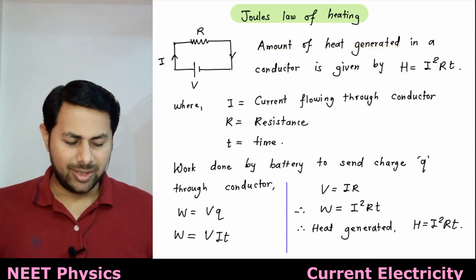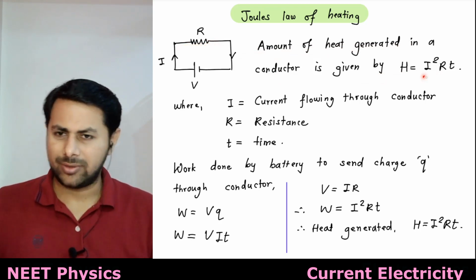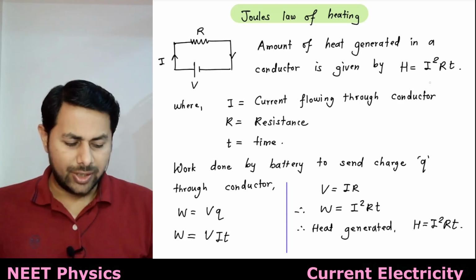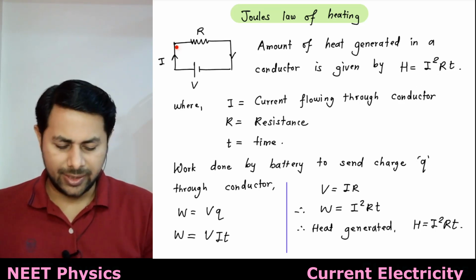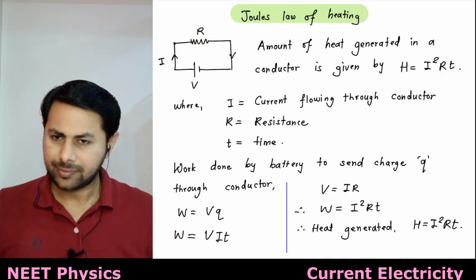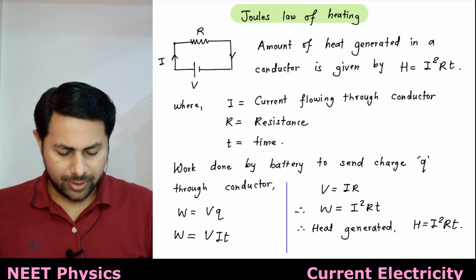Simple law. Suppose R is the resistance, I is the current flowing through that resistance, and T is the time for which the current is flowing. Then the heat generated in that resistor is equal to what? I square RT. So there is a very simple explanation to that. I is current, R is the resistance, and T is time.